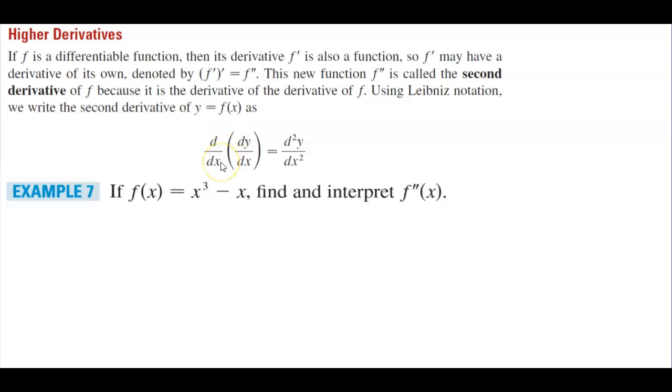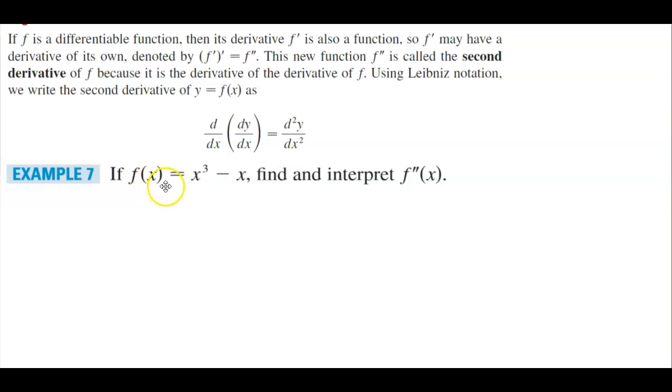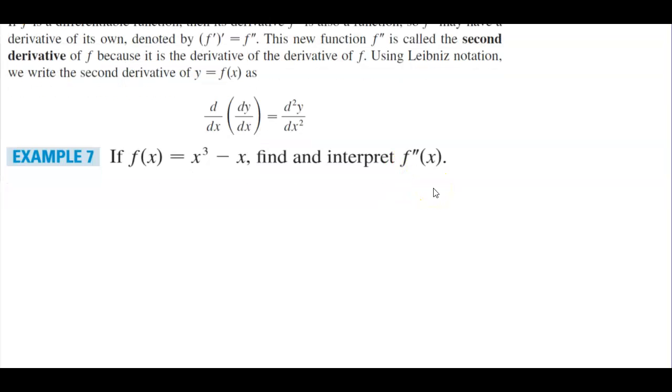Using Leibniz notation, we write the second derivative of y equals f of x as d over dx of dy over dx, so that becomes d squared y over dx squared. For example 7, it says that if f of x is equal to x cubed minus x, find and interpret f double prime of x, meaning the second derivative.